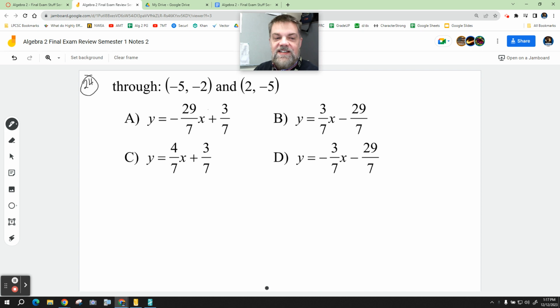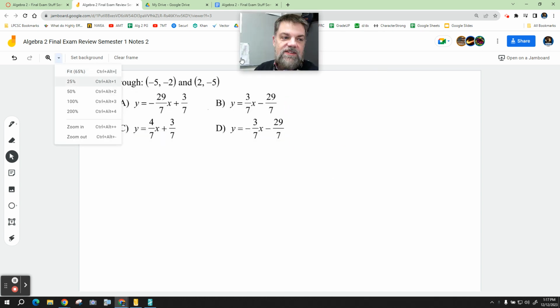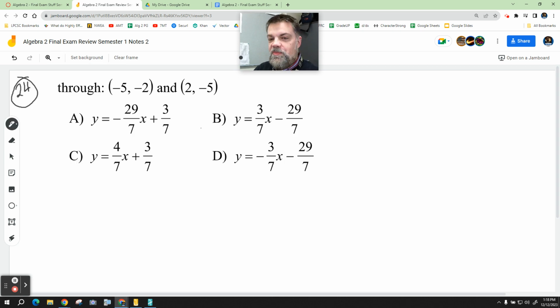All right, so anyways, we need to find y equals mx plus b. So the first thing we got to do is find m, which is our slope, right? So let's zoom in, because I'll need the space. Remember that our slope m is y sub 2 minus y sub 1 all over x sub 2 minus x sub 1. So we're going to label this as the first x and the first y, x sub 1, y sub 1. We're going to label this as the second x, x sub 2, y sub 2. And we plug it into the formula.